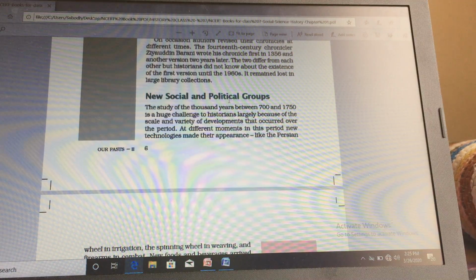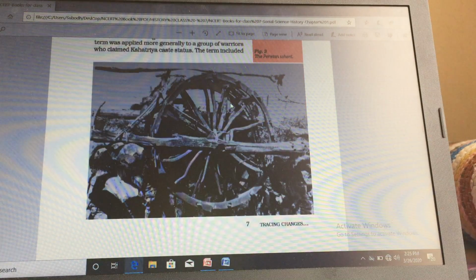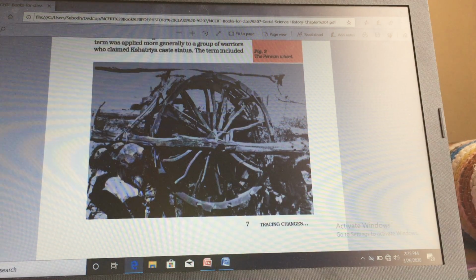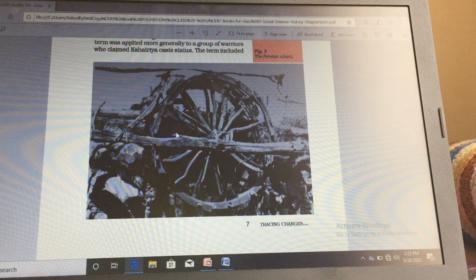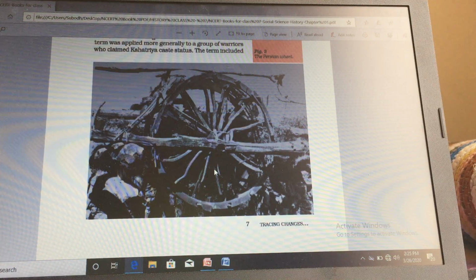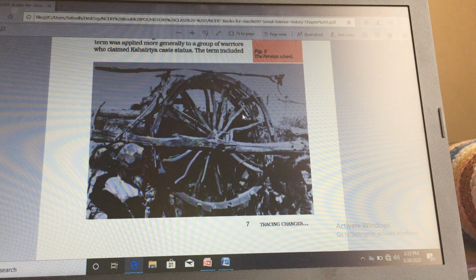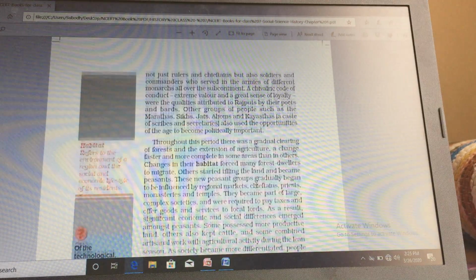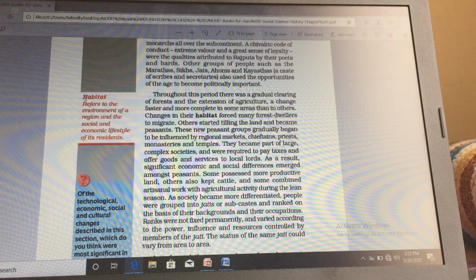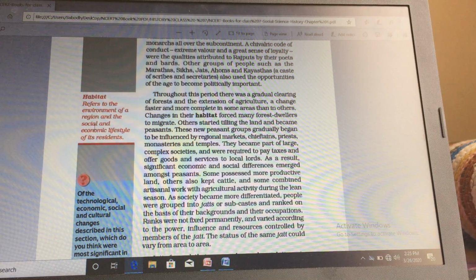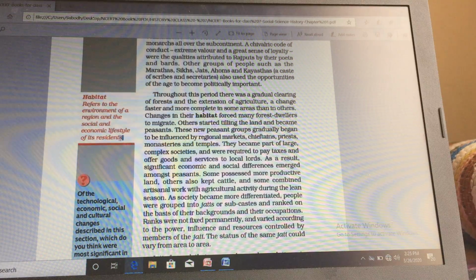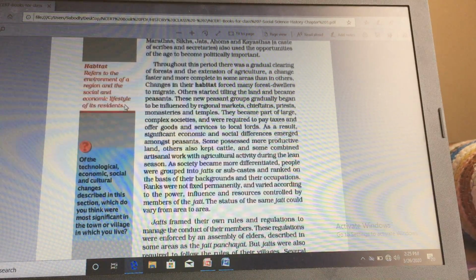New social and political groups that we already discussed in the chapter. And here is a picture of a Persian wheel. Yes, it is a picture of a Persian wheel. In the medieval period, we do see a lot of technological development also happening. So you can see a picture of a Persian wheel. Here we come to a new key term, which is habitat. Habitat refers to the environment of a region and the social and economic lifestyle of its residents. That's what habitat is.